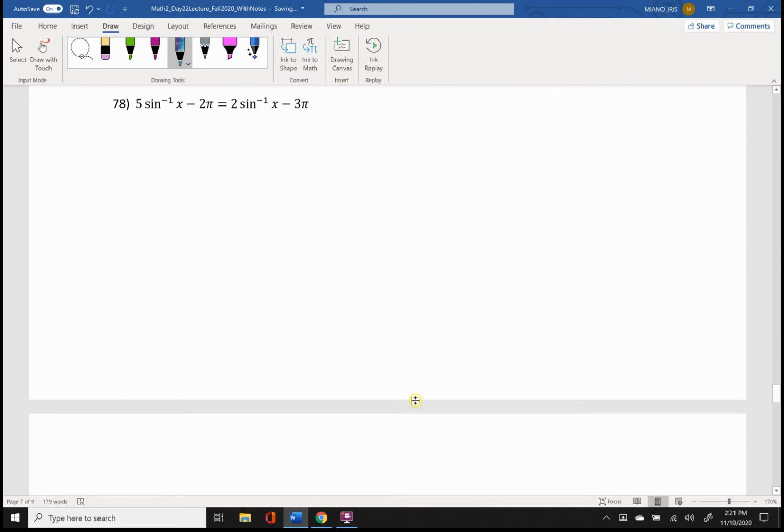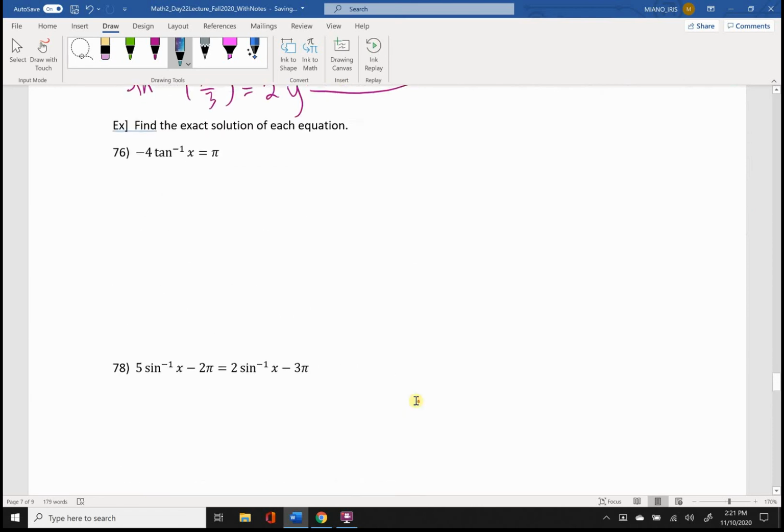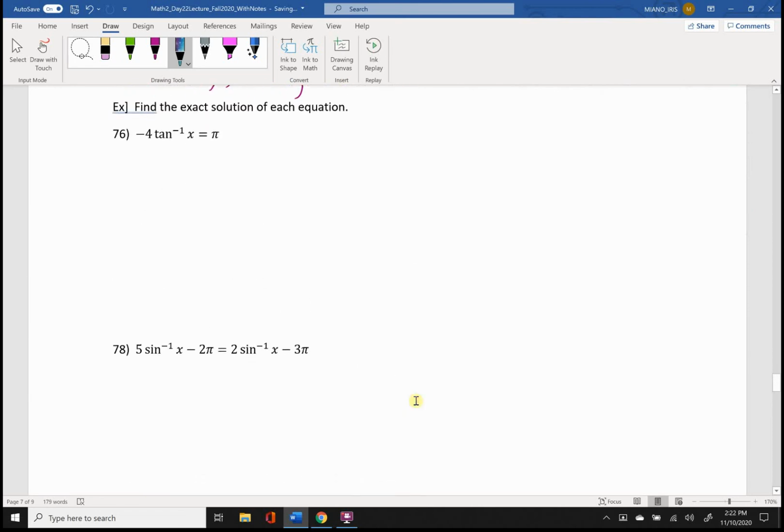All right. I think we only have 2 more of this section, and then we're going to expand our exercises to include the reciprocal functions as well for the trigonometric inverses. Okay, so here, let's go ahead and find these exact values, and we're going to want to, of course, solve for x. So let's start by dividing both sides by -4, which will give us tangent inverse of x equals negative pi over 4.